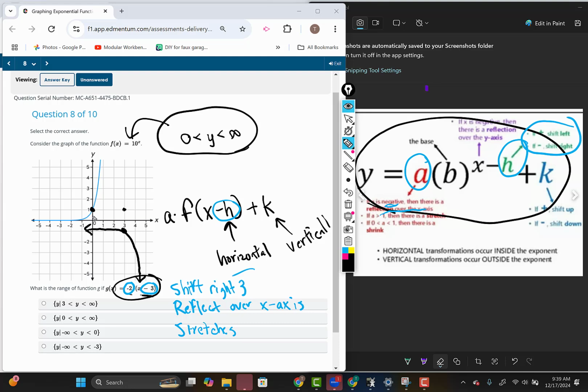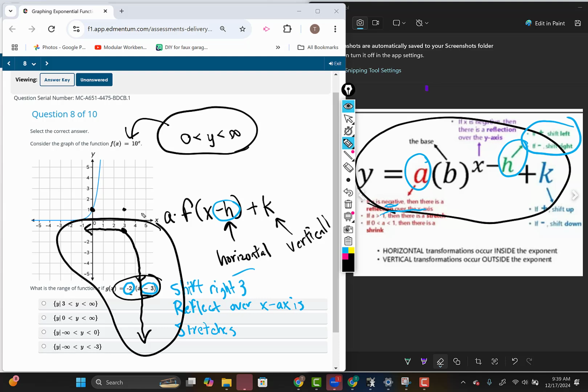And really, if you think about it, if you stretch this graph, it's already really long. So stretching it just makes it longer, faster. But it doesn't change the direction of the graph. So this ultimately is the question. What's the range of this graph?